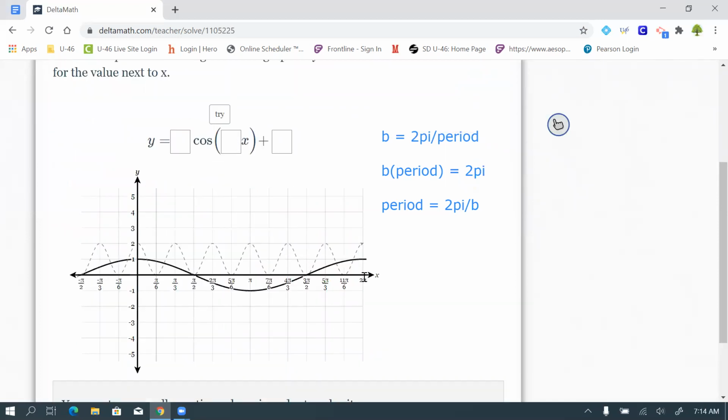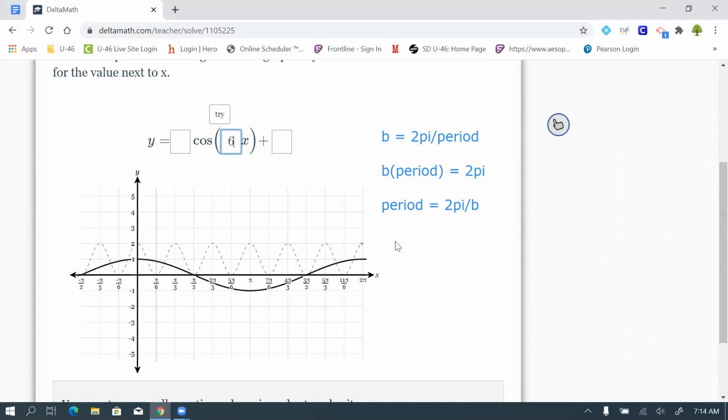Here's 2 pi. How many cycles do I have to go through before I hit 2 pi? Whatever that answer is, that's b. So let's see, if I go up, down, that's 1 cycle. Up, down, that's a second cycle. 3 cycles just to get to pi. So that must mean there's another 3 cycles to get to 2 pi. So that's a total of 6 cycles.